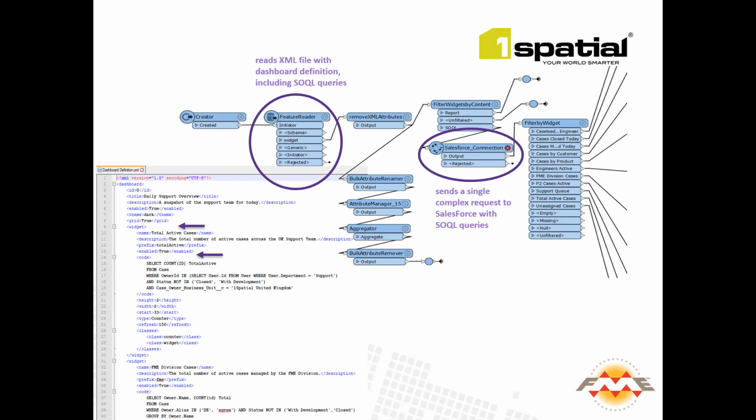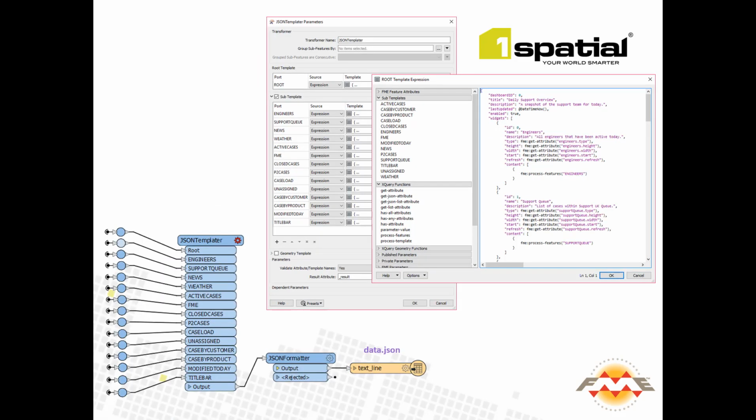So the workspace itself is quite involved, but the important piece here, so he reads the XML dashboard definition and then sends a single complex query to Salesforce, and then that returns all the data that's required. And then at the end builds a giant JSON file, and that's what gets sent to Screenly. So just another example where you can use FME to manage and manipulate your data to fit whatever your dashboarding or intelligence tools might be.